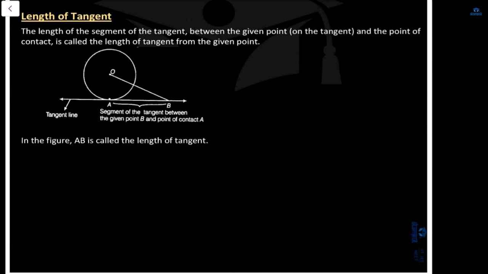Length of the tangent is the length between the point on the line and the point of contact. Basically, hypotenuse of the triangle. No, not the hypotenuse. The length of the segment of a tangent between the given point on the tangent and the point of contact. This one. Did you understand this? Yeah, this AB is the length of the tangent. So P is the given point on the tangent and A is the point of contact. This is called the length of the tangent.